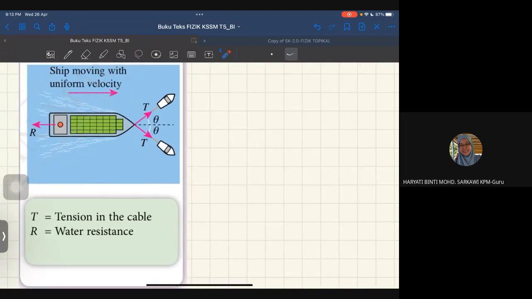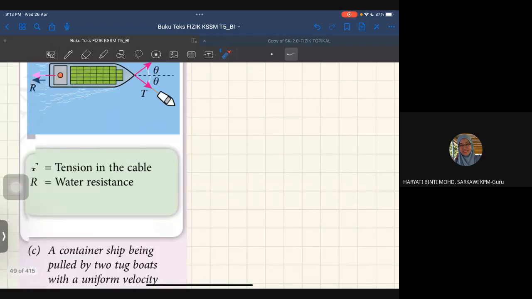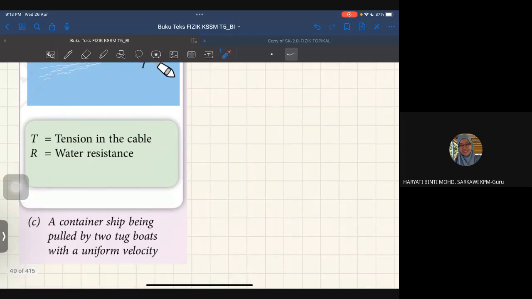So there are three forces acting on the boat, the container ship pulled by two tugboats. It moves at uniform velocity, you can see that. When you see the words uniform velocity, it means that the net force is equal to 0, so the system has forces in equilibrium. When that happens, we can draw the triangle of forces.